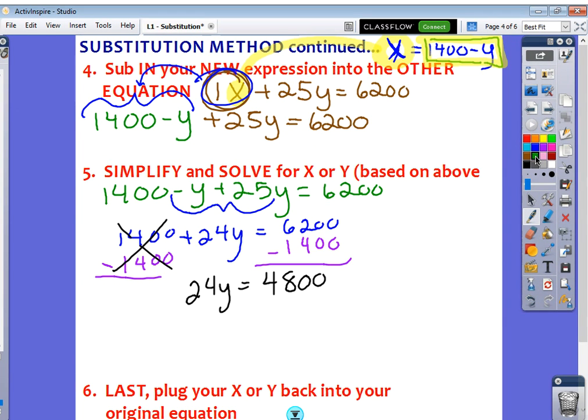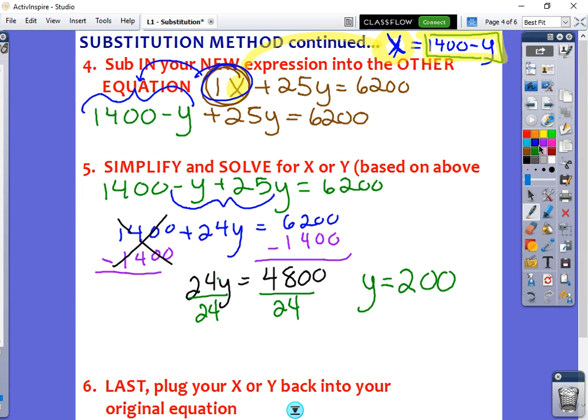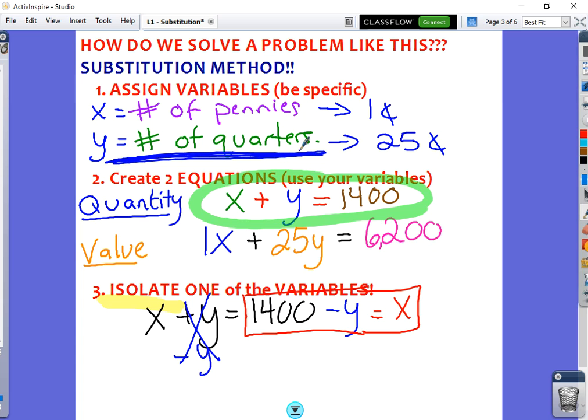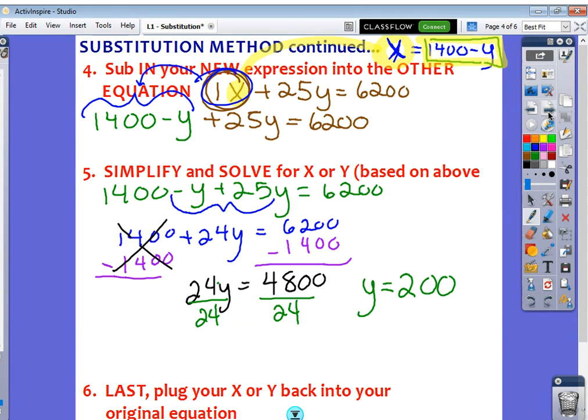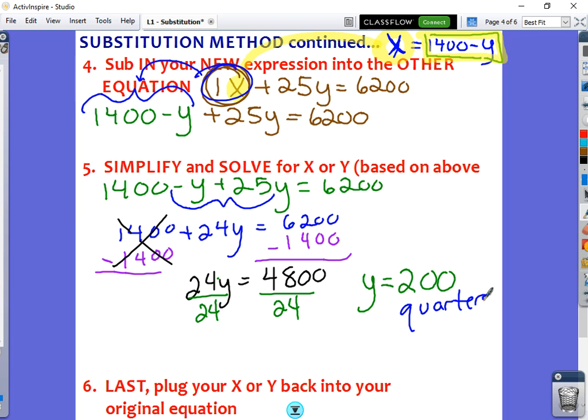If you needed a calculator for that one, or just write it off to the side, that's okay. Now, last but not least, we get rid of multiplication by dividing 24 on both sides. We should be able to get that one without a calculator. 24 goes into 48 two times, and then two zeros left over. What does this actually mean? Well, go back to this slide. Y stood for the number of quarters. So that's my y. I have 200 quarters. We just figured out how many quarters there were.